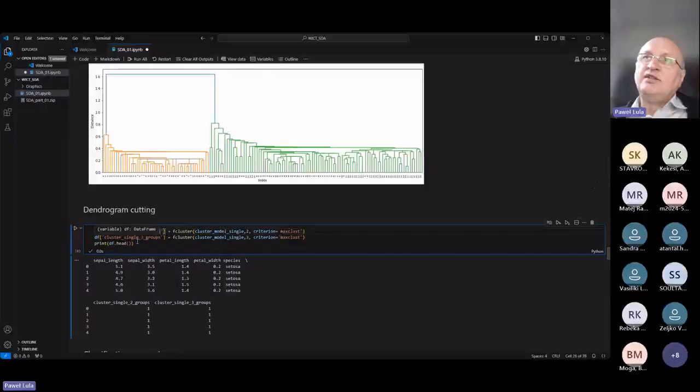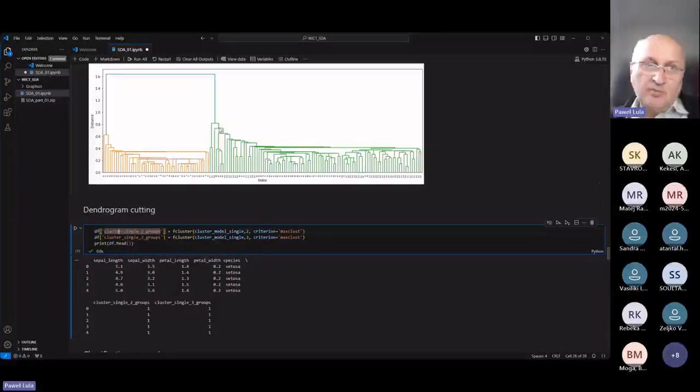The next line here says that I'm going to cut this dendrogram at the level at which I will obtain 3 clusters. So it is here. 1, 2, 3. So I will obtain this cluster, about 50, I think, objects. The second cluster is here with only 2 objects, and the rest of objects are in the third cluster.